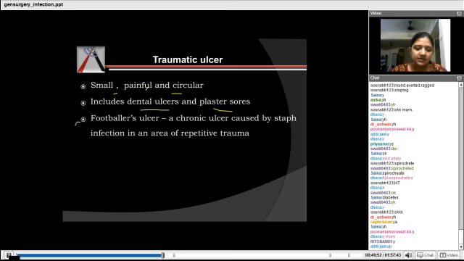Okay, let's look at footballer's ulcer. Footballer's ulcer is a chronic ulcer caused by staph aureus, okay? It happens in an infection in an area of repetitive trauma. In the region where these guys usually kick the ball, there is trauma to that area. So these people will develop a bacterial infection over there, which can transform into an ulcer. So that kind of an ulcer is called as a footballer's ulcer. Okay?